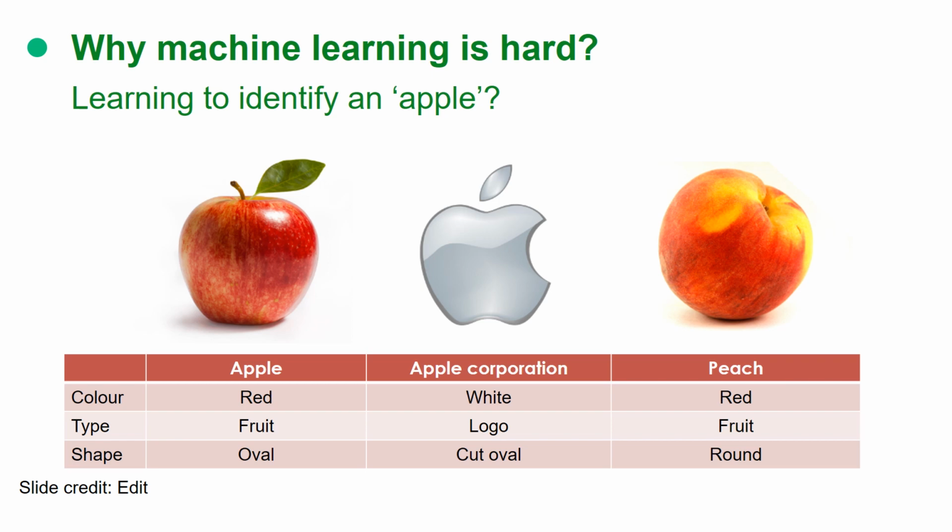Or how are you identifying something as an apple? So you see here there are 3 apples or potential apples. One is an apple itself, which is red in color, a fruit and oval in shape. The Apple Corporation's logo is white in color, which is a logo which is a cut oval. And the other one is a peach, which is red in color, a fruit and round in shape. So see, there are small differences. So a system may wrongly take it as a single item, even though these three are three different items.